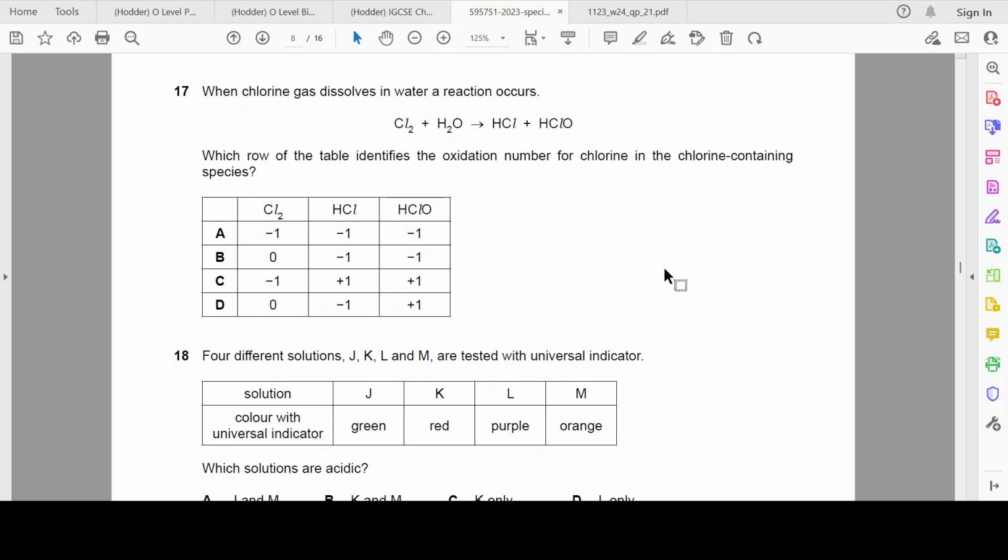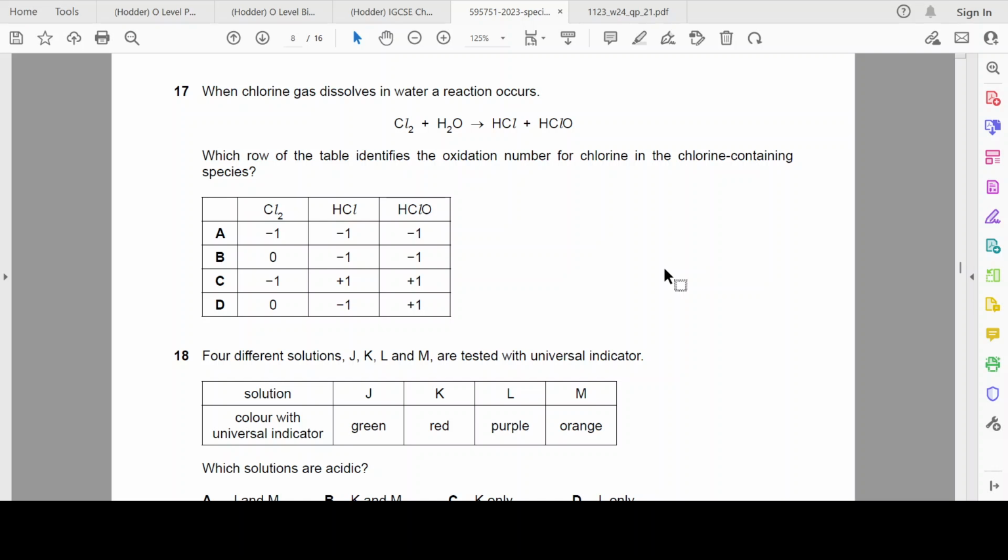Elements in their elemental state have 0 oxidation or reduction. So Cl2 is diatomic naturally, and its oxidation state is 0. We can agree on that. Because of that, you're automatically eliminating options A and C. You only have options B and D left. Both of them for HCl are saying that chlorine is -1, meaning it has been reduced, which makes sense.